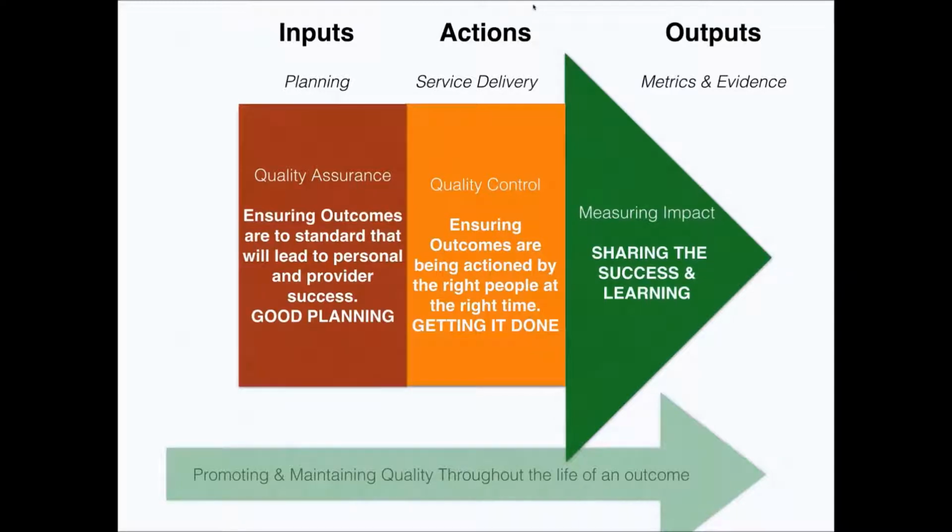And then there's the service delivery side, the quality control, as we mentioned previously, ensuring outcomes are being actioned by the right people at the right time. This is the getting it done side of things. Quality assurance is writing good quality plans. Quality control is making sure those plans are executed. And then lastly, measuring the impact of all of that work, the good plan and executing the good plan. Writing good outcomes, executing good outcomes. That is measuring the impact, the outputs, the metrics and evidence.